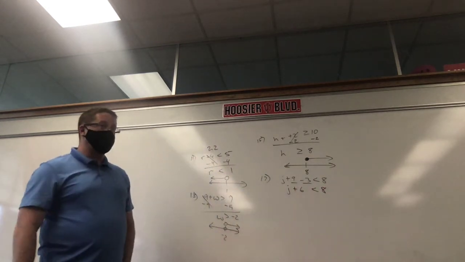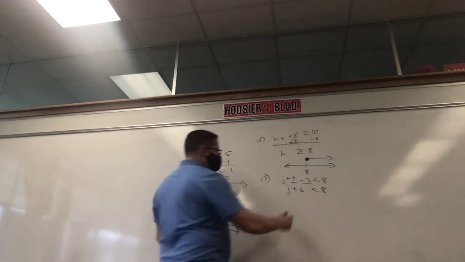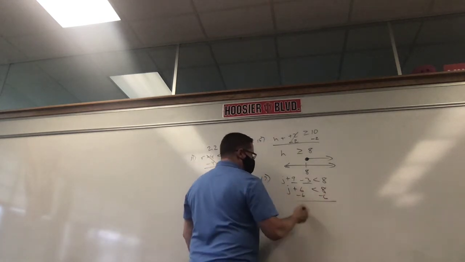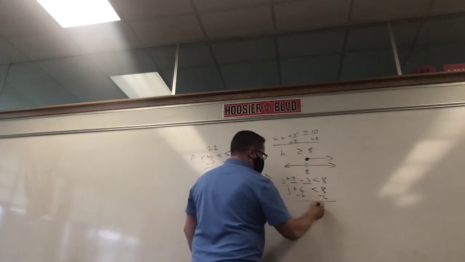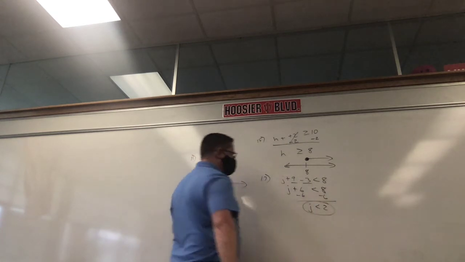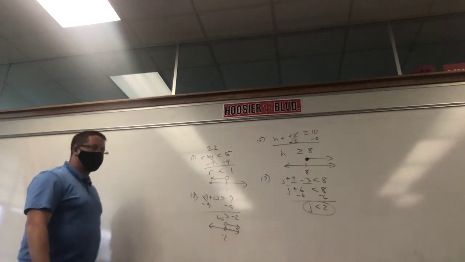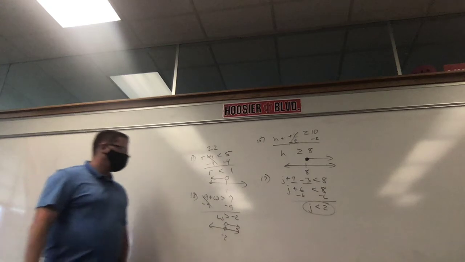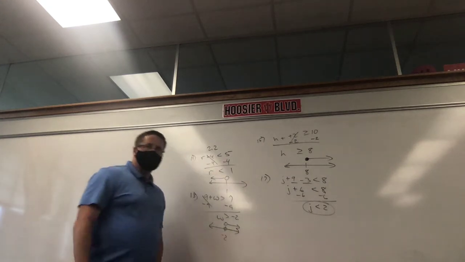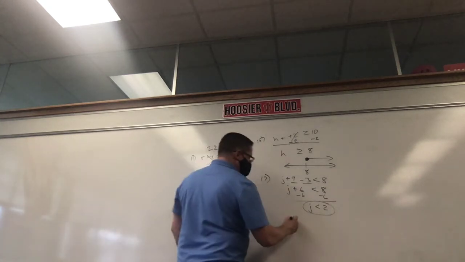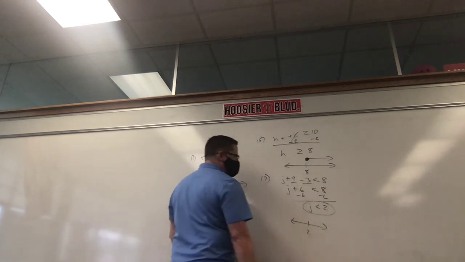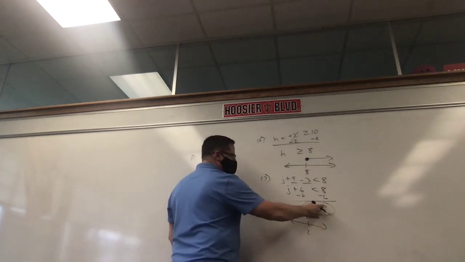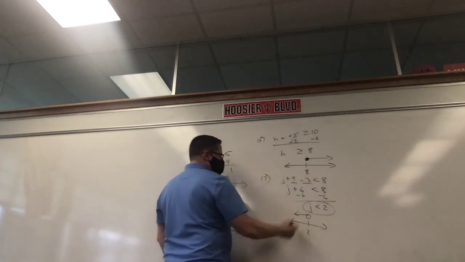Now it's the same problem we've been doing. Subtract 6 from each side. J is less than 8 minus 6, which is 2. We like the way that's written? Yep. J's on the left, we like that. Put 2, open dot, because there's no equal sign there, and shade to the left.